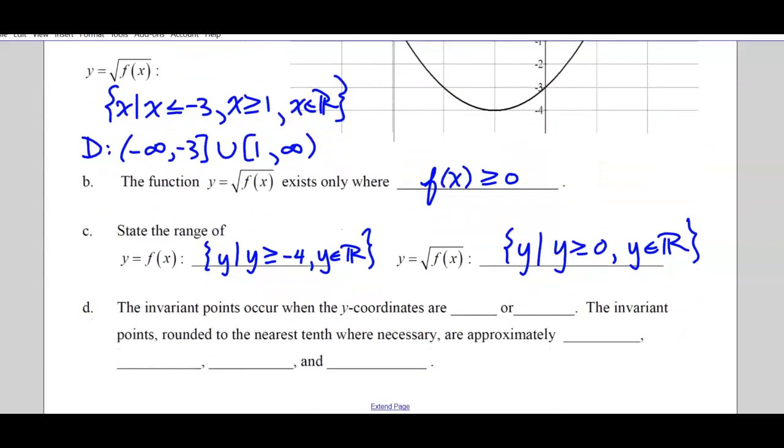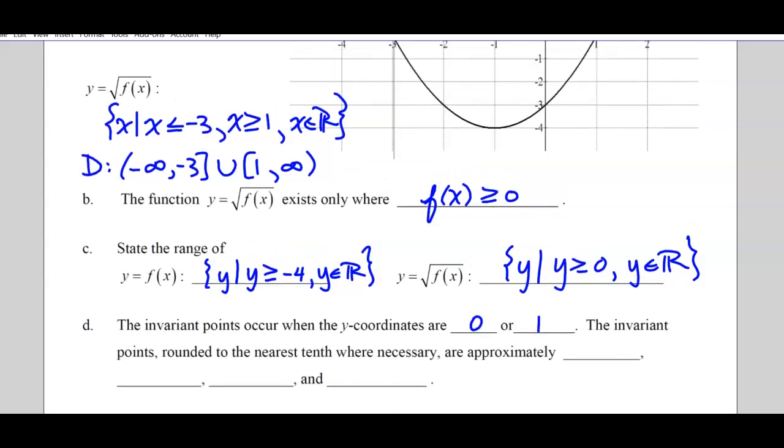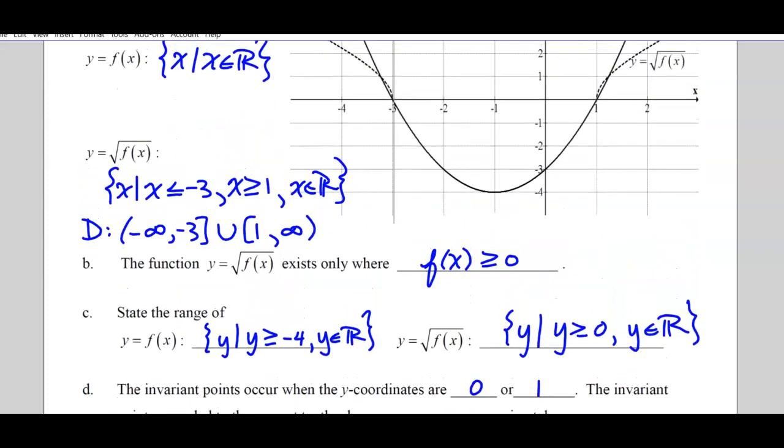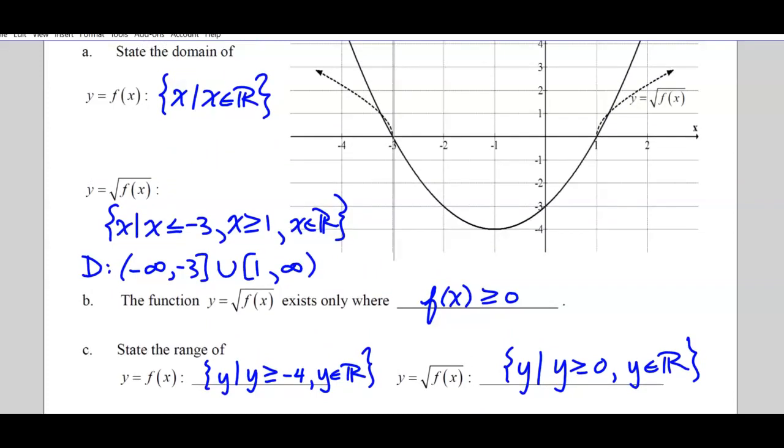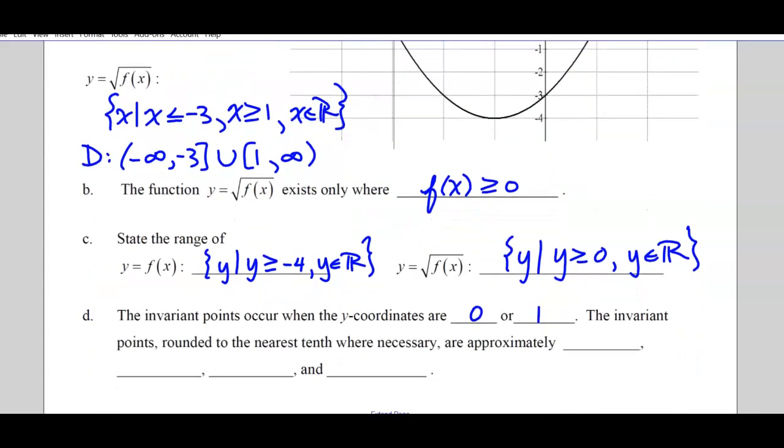Okay, so the invariant points occur when the y coordinates are 0 or 1. Invariant points rounded to the nearest tenth where necessary are approximately. So we're just going to approximate them. Well, these ones are approximate. We can get those exactly, right? So -3, 0. And 1, 0.